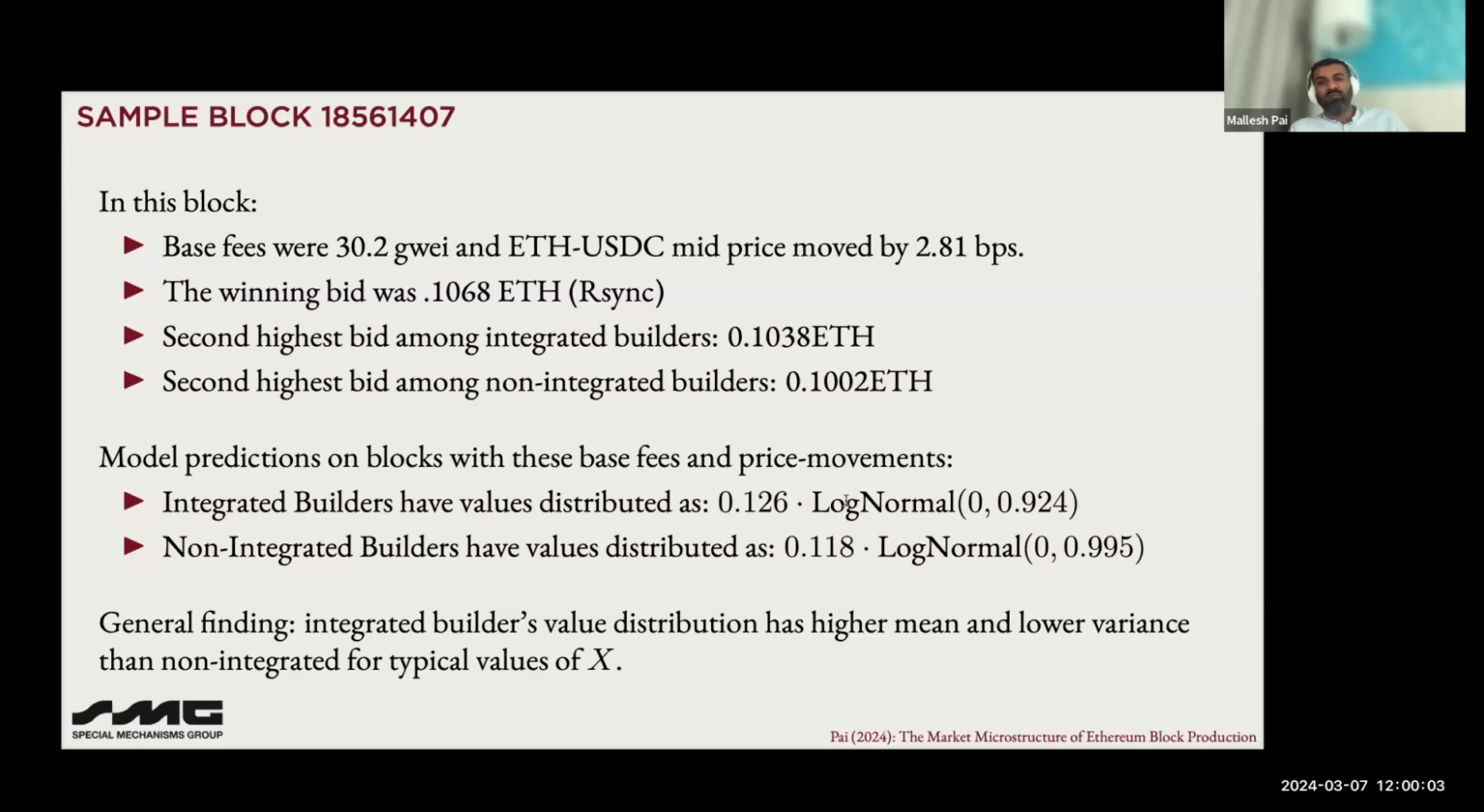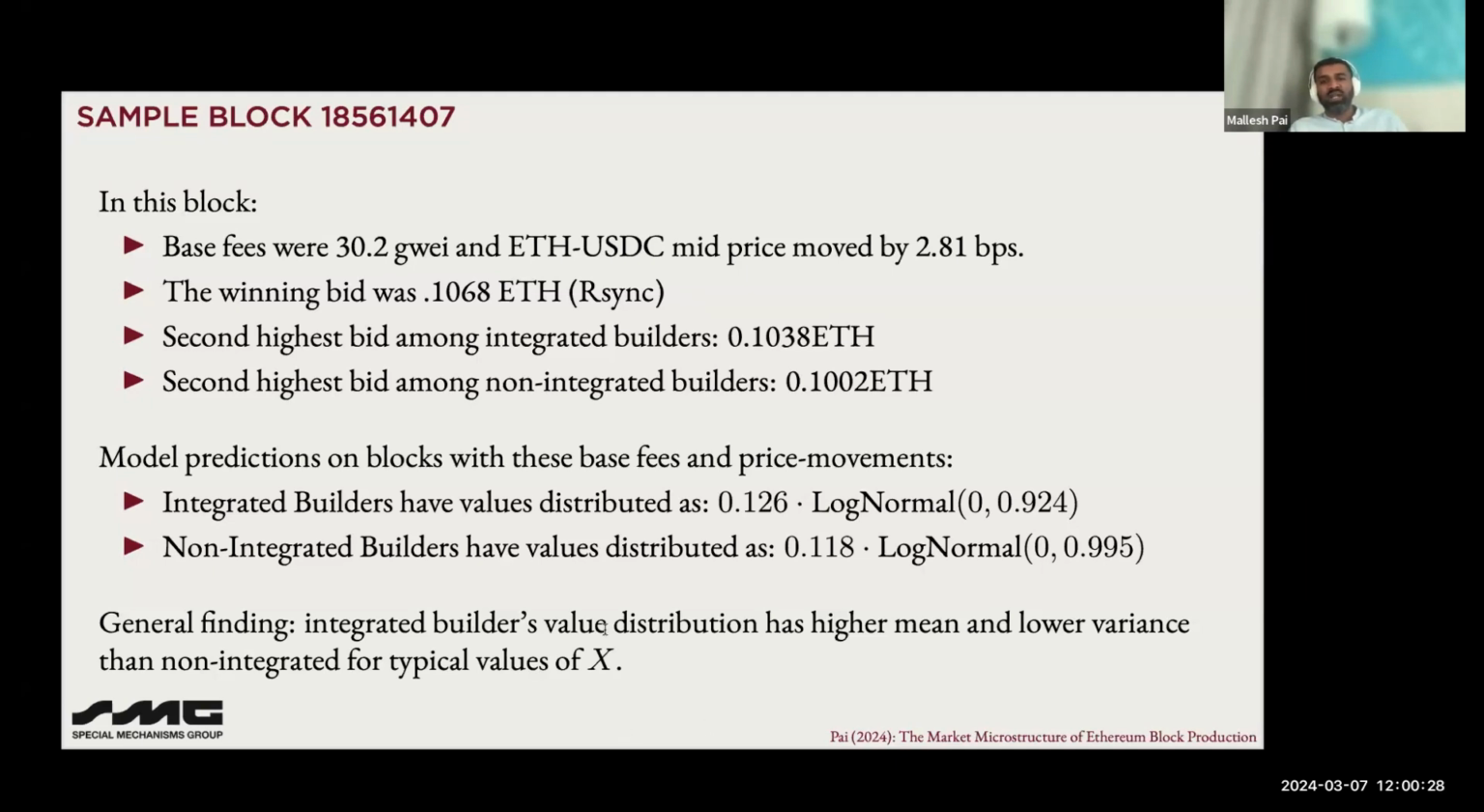values distributed as 0.126 times log normal (0, 0.924). I forget if this was supposed to be standard deviation or variance, but please forgive me. And non-integrated builders have 0.118 times log normal with 0.995 standard deviation or variance. And this is sort of a general finding for the values of the X's that we see in the data.